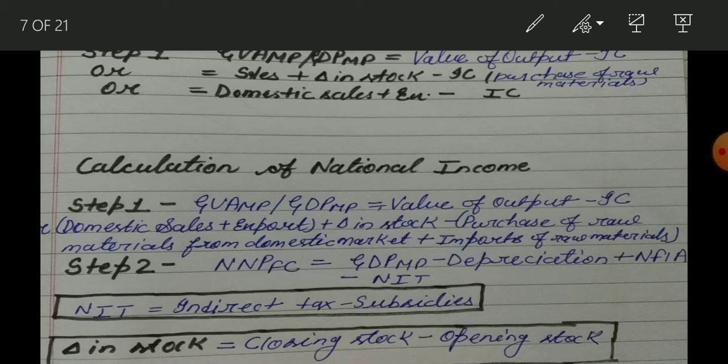So first you have to follow step 1. Okay, the basic equation is value of output minus intermediate consumption. By using this equation, you are able to find out GDP MP or GVA MP, and with the help of the GVA MP, you are able to find out NNP FC. For that, you have to subtract depreciation, and you have to add NFIA, and you have to subtract NIT. Okay, and NIT stands for indirect tax minus subsidy.